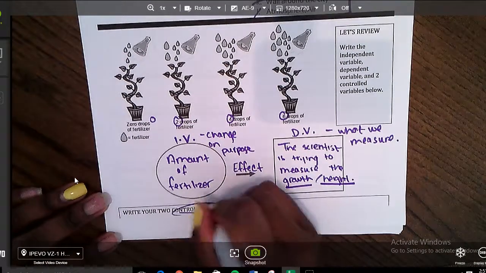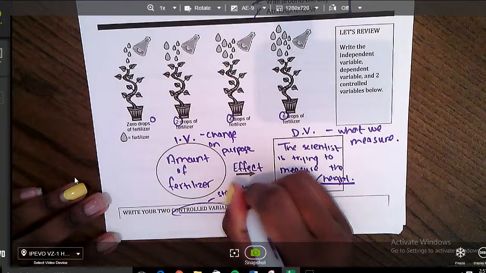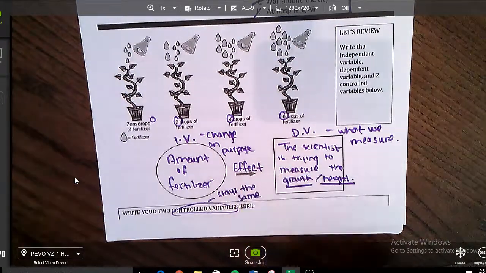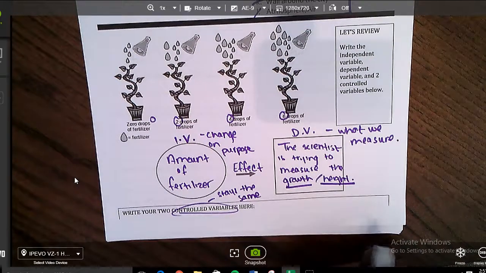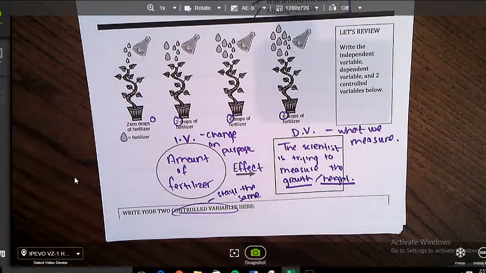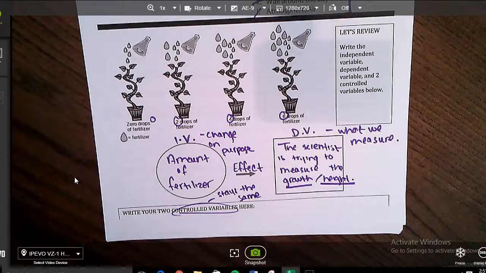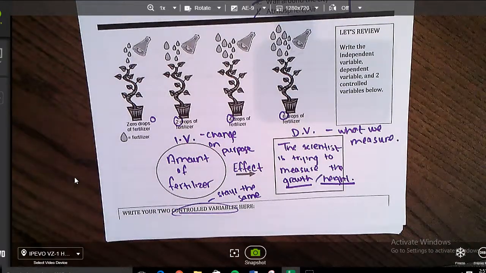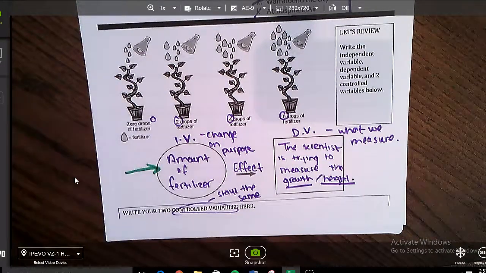I want you to circle controlled variable and write stays the same. In order for this experiment to be fair, in order for it to be valid, in order for it to just actually make sense, we can only change one thing. And we've already identified that the thing that we're changing in this experiment is the amount of fertilizer. So what are some of the things that the scientist actually needs to keep the same so that his results are valid? If you look in this image, there are 3 things that jump out at me that have been kept the same. I want you to circle those 3 things on your paper right now. I'm going to do the same.